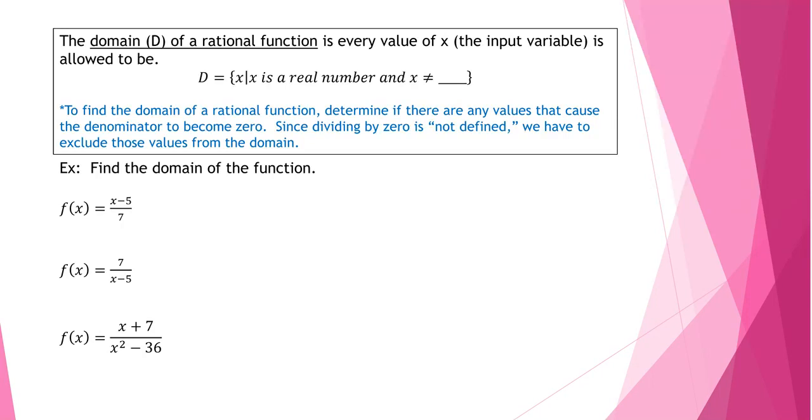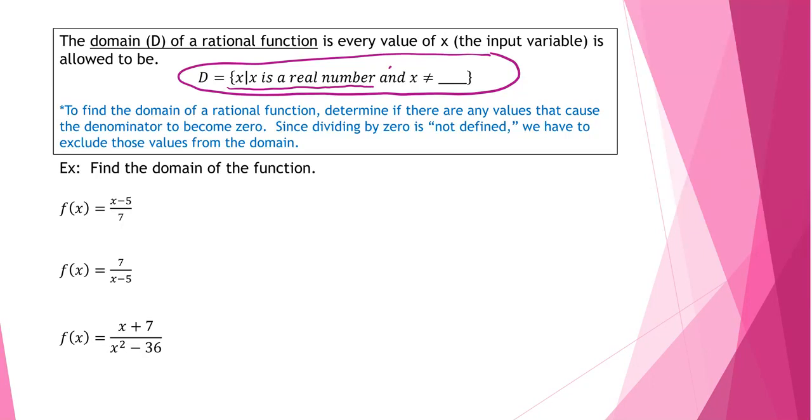Okay, the domain of a rational function is the last topic for this lesson. The domain, which we often indicate with a capital D, is every value of x, the input variable, that the function is defined for. We use this very formal notation here. D stands for domain, and then we use the curly brace. x is the input, and then there's a vertical line that means "such that" in math, and then it says x is a real number. Generally, most domains are x is a real number, meaning pretty much anything plugs in.